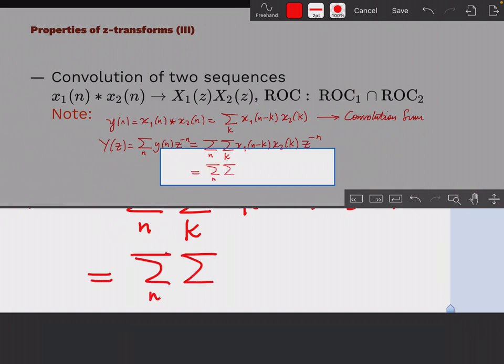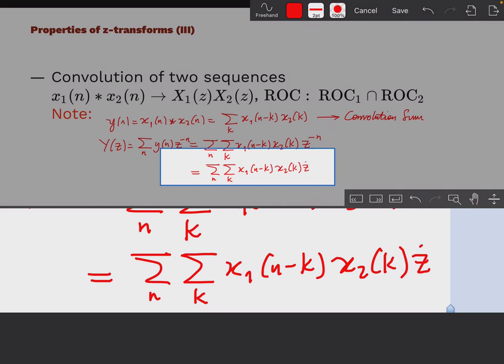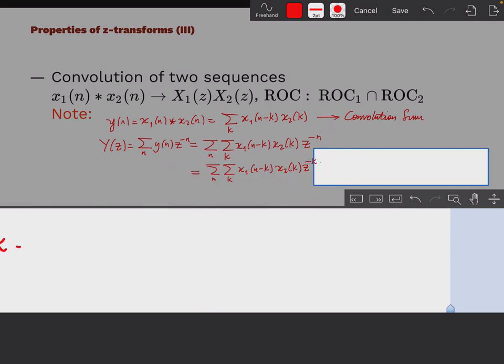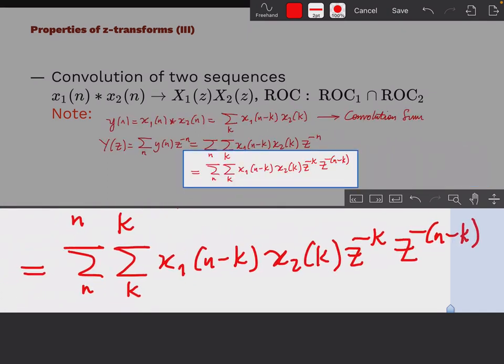For all n and for all k, we're getting the sum x1 of k, x2 of n minus k, z to the power minus k times z to the power minus (n minus k). Okay, so we have done nothing important, by the way. We just factored out z to the power minus k so that we can express this sum in terms of the same time indices for x1 of k and x2 of n minus k.